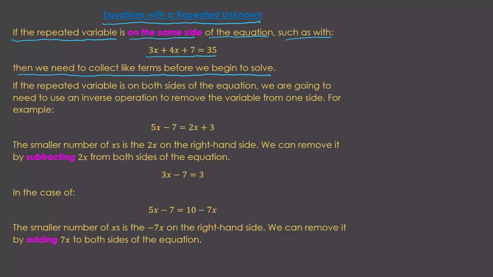Now in this case, that's not that difficult. 3x plus 4x, so we know that that would become 7x, and then we've got plus 7 equals 35. And we know how to solve this equation.